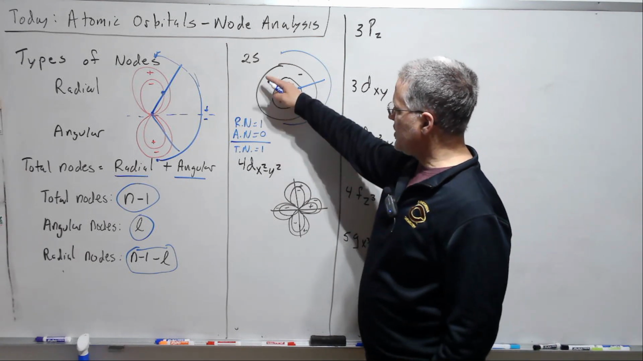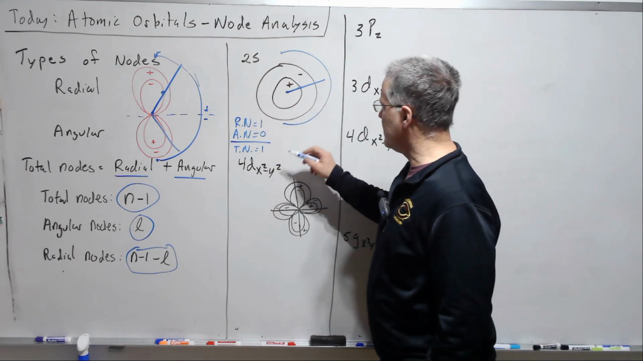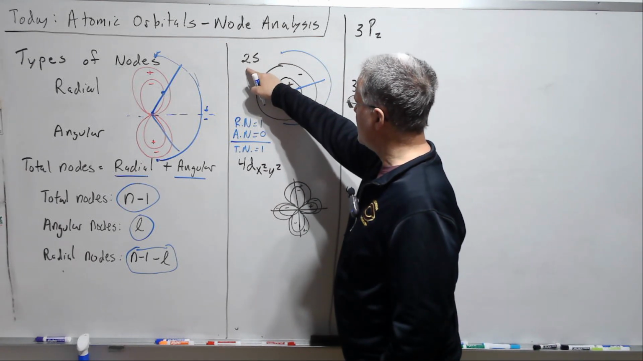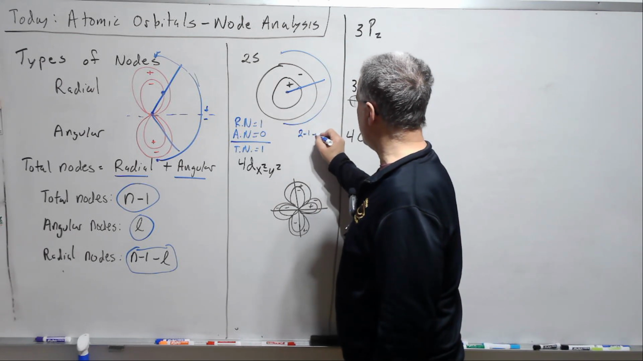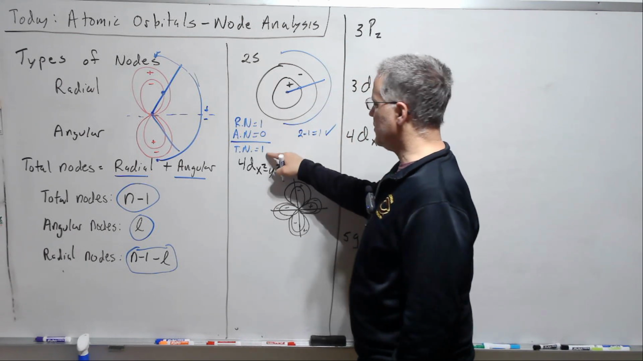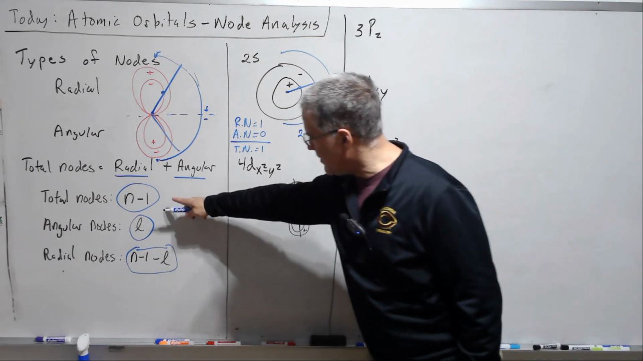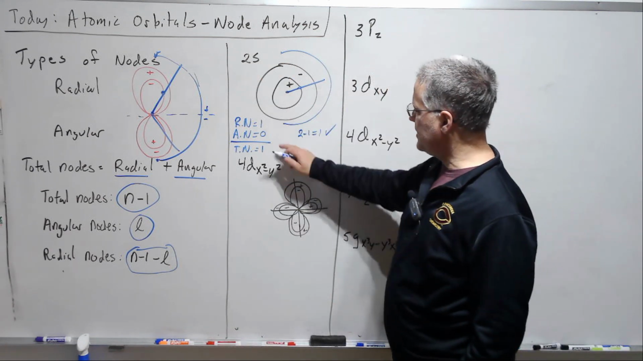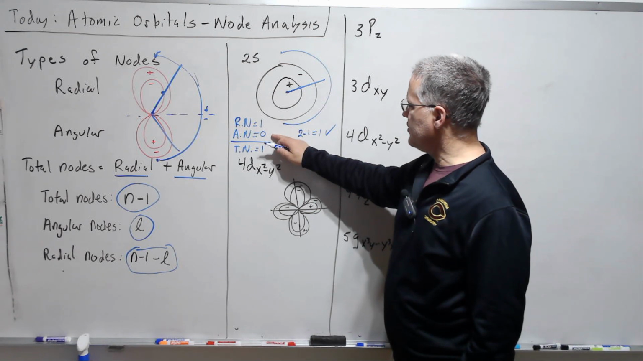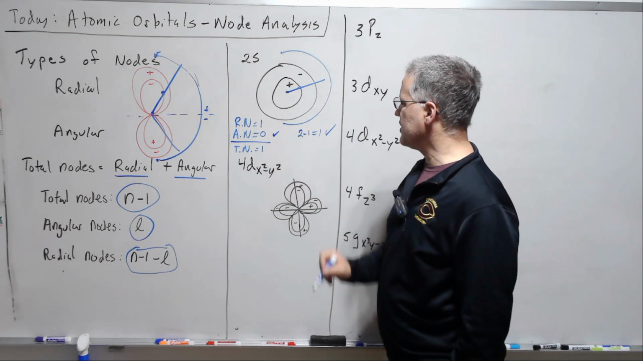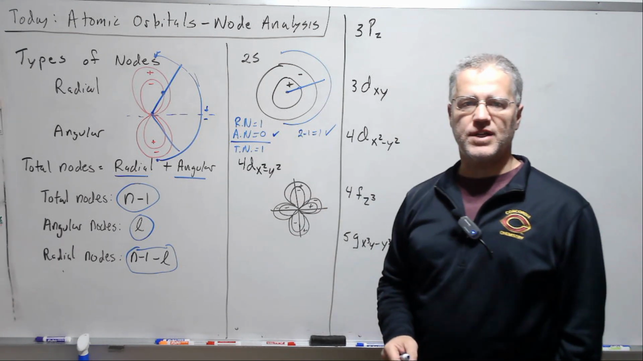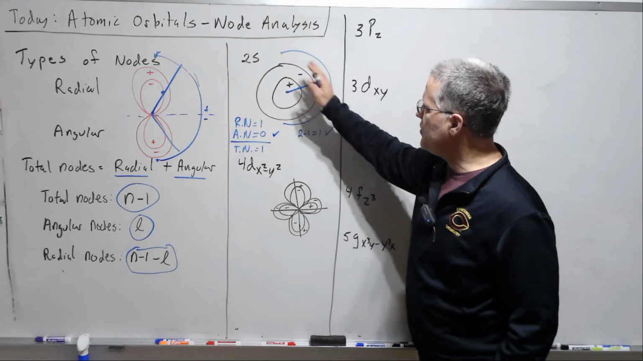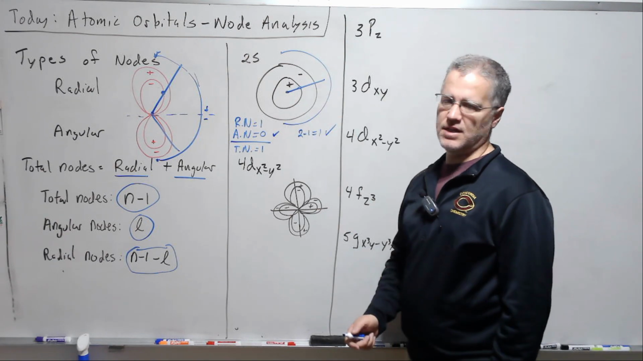Now let's see how this matches with the label. Well, n is 2, so 2 minus 1 equals 1. That's the total nodes, right? n minus 1 total nodes. L is s, that's 0. So angular nodes is 0. That works out, and so the radial nodes work out. Okay. So that would be the node analysis of this.